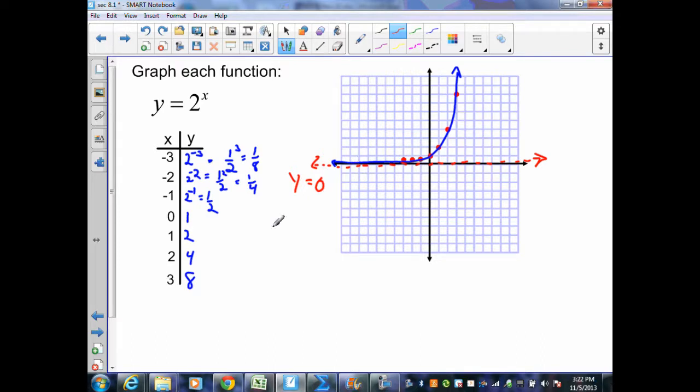Also, I can determine my domain and range. My domain, or my x values, can be any real number. So x equals all real numbers. But my range, as you can see, or my y values, can be any value of y that is greater than 0. Not equal to, because my function will get very, very close to y equals 0, but will never, ever intersect it. So this is my domain and range, and I have my asymptote.